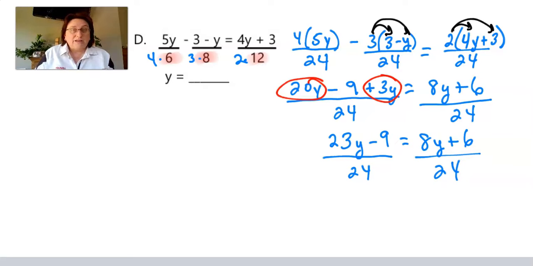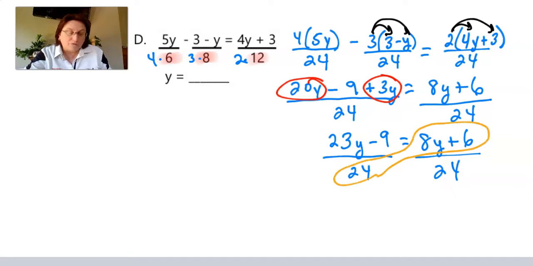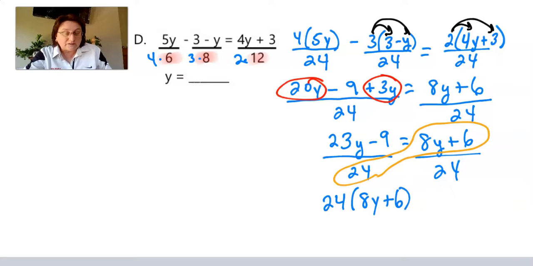Okay, let's see. Did you say, hey, Miss Smith, we can cross multiply? Yes, we can. Now, when we cross multiply, guys, we're going to be taking 24 times that whole thing. So in order to do that, this is what it looks like: 24 times (8y + 6). You have to put that whole thing in parentheses.